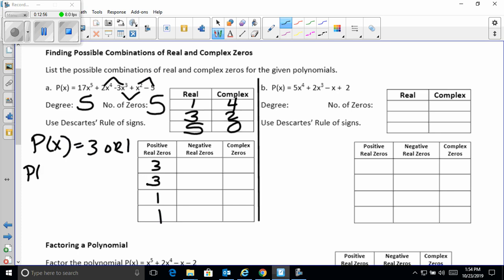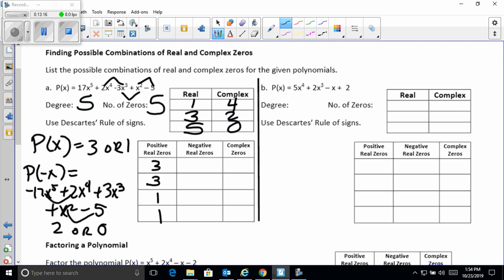Looking at negative, I'm going to plug in. That's going to make negative 17x to the 5th plus 2x to the 4th plus 3x to the 3rd plus x squared minus 5. So I see 1, 2. So 2 or 0. So I know I have a total of 5. So if I look at the first one, I have 3 and 2. That's 5 already. So I have 0 complex.